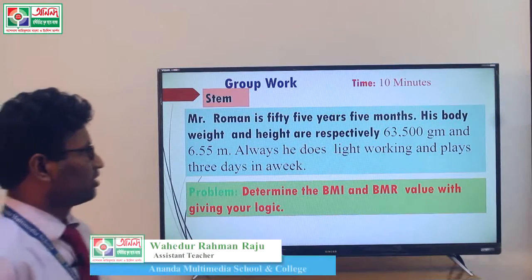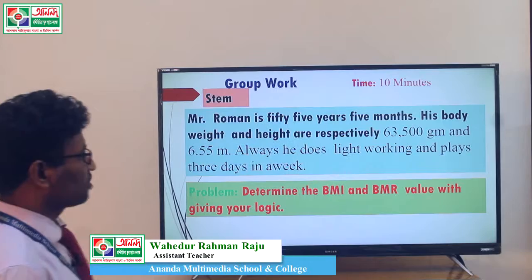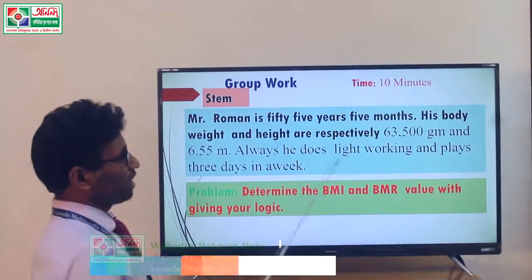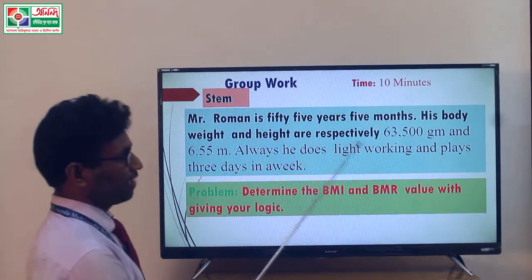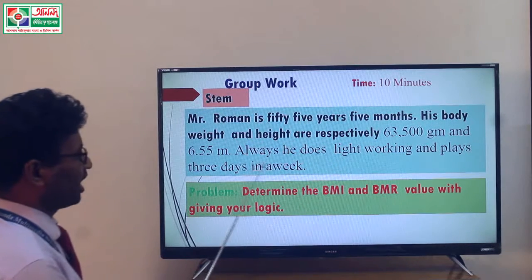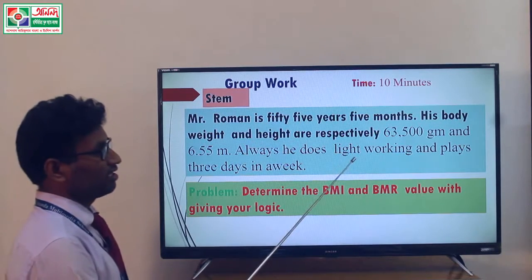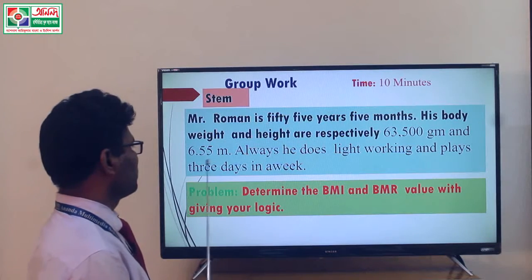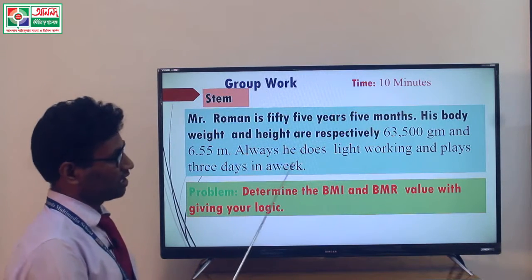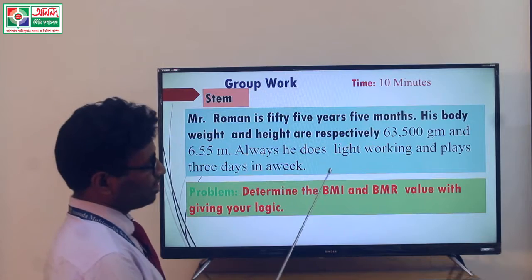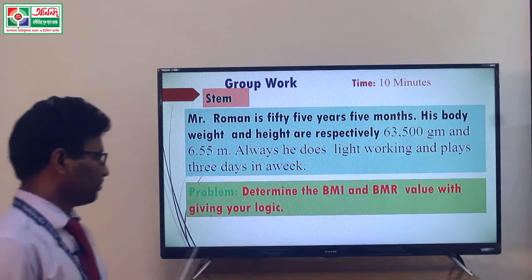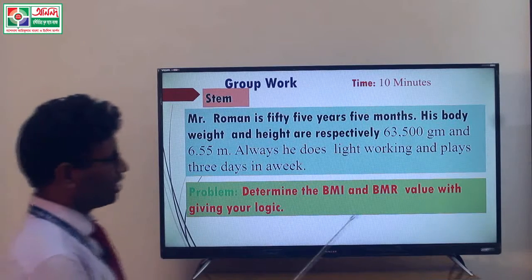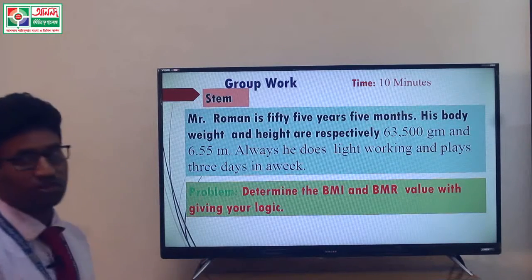This is the group work, and for the solution this group work needs 10 minutes. Mr. Rahman is 55 years 5 months old, and his body weight and height are respectively 63,500 grams and 6.5 by meter. He always does light walking and plays 3 days in a week. Problem: determine the BMI and BMR value with giving your logic.